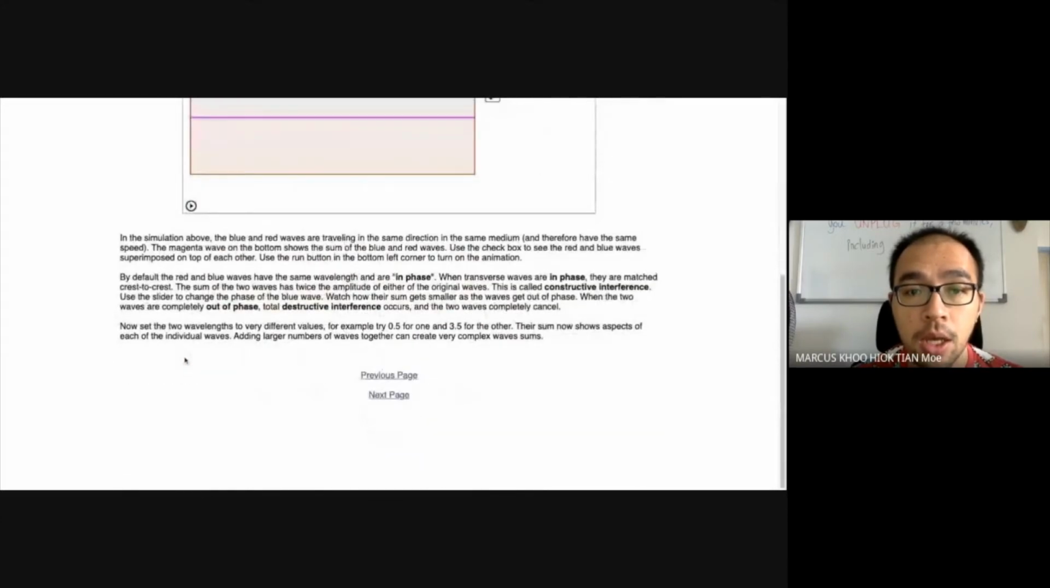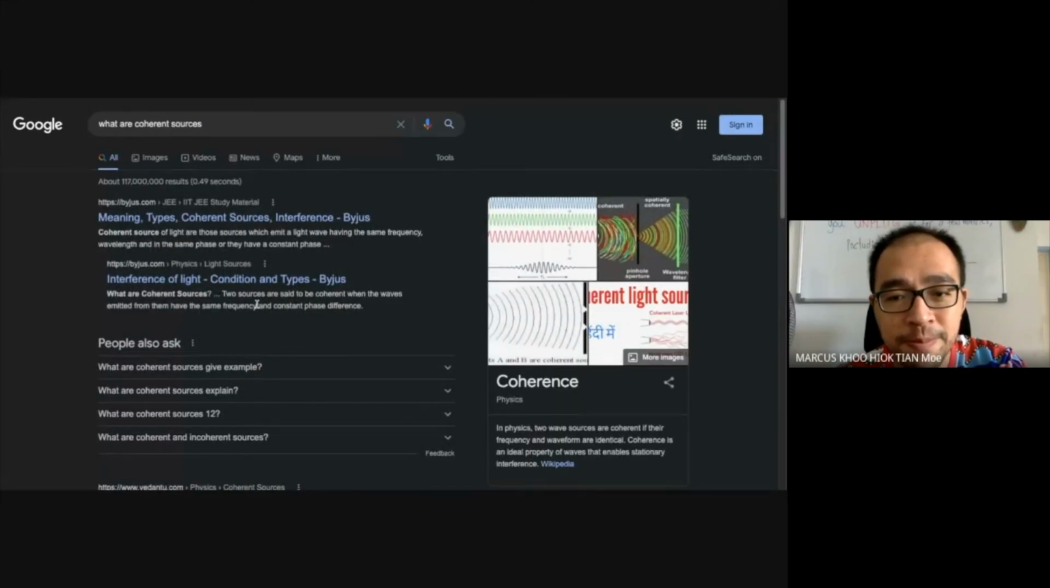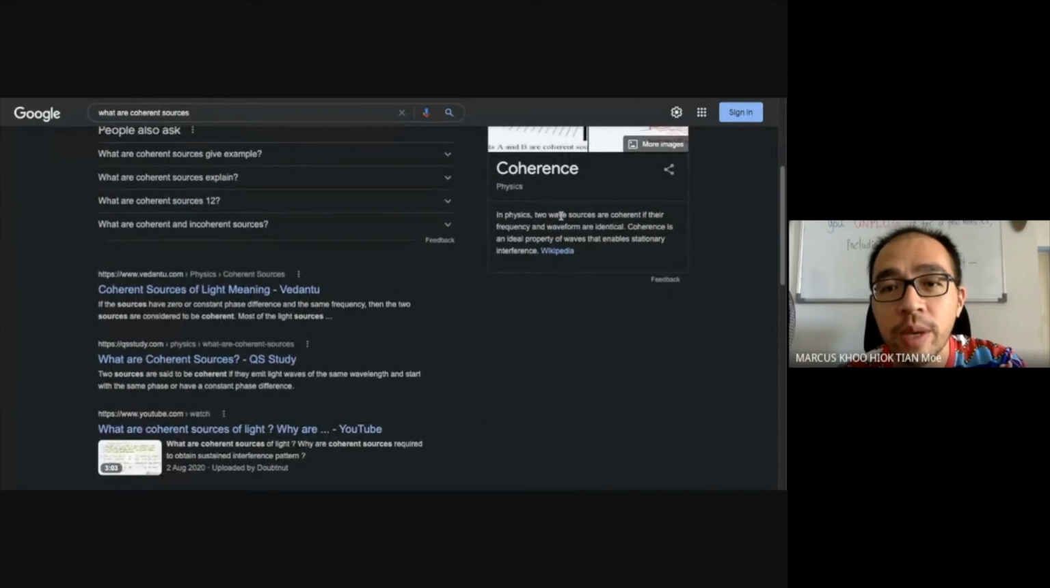All right. Now let's take a look at some of the definitions that are at the end over there, the table over there. Can I get a few responses? What is coherent sources? In physics, two wave sources are coherent if their frequency and waveform are identical. So this is from Google. But we need to talk about the waveform. What does it mean when the waveform is identical?